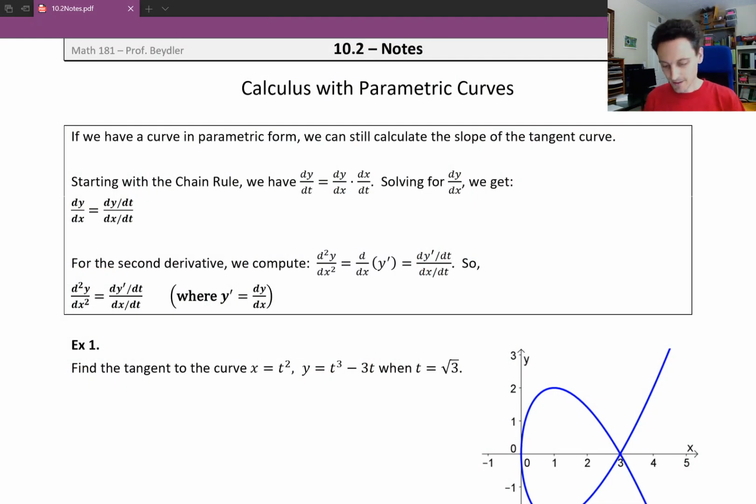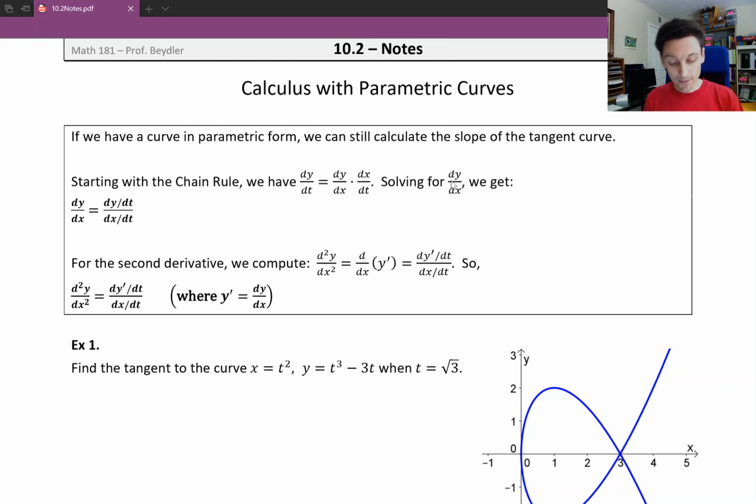Starting with derivatives, if we have a curve in parametric form, we can still calculate the slope of the tangent curve. We can start with a chain rule where we write this version of the chain rule: dy/dt equals dy/dx times dx/dt. So it's kind of like y is a function of x and x is a function of t. If we want to take the derivative of y with respect to t, we can first take the derivative of y with respect to x and then multiply it by the derivative of x with respect to t.